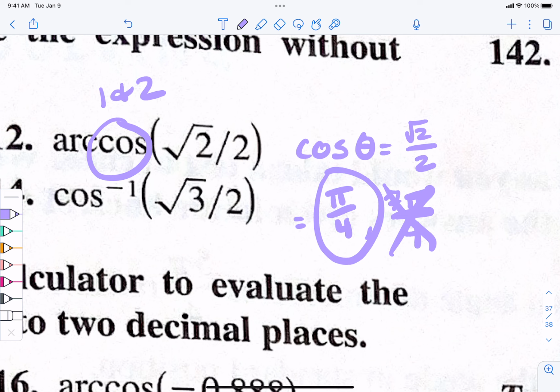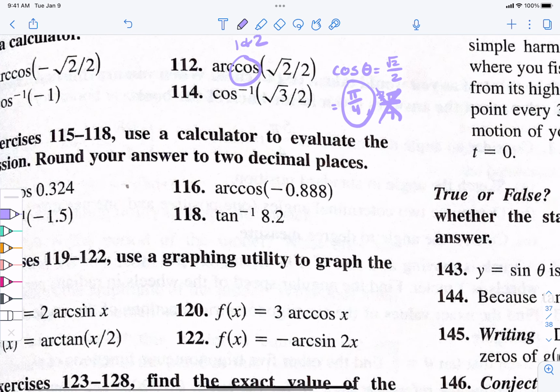We're looking in the first quadrant, right? I listed both answers, but inverse cosine has to be in the first or second quadrant, so only one of those answers is in the first and second quadrant: pi over 4, which is in the first. 7 pi over 4 is in the fourth quadrant, so it doesn't work. Next, 116.